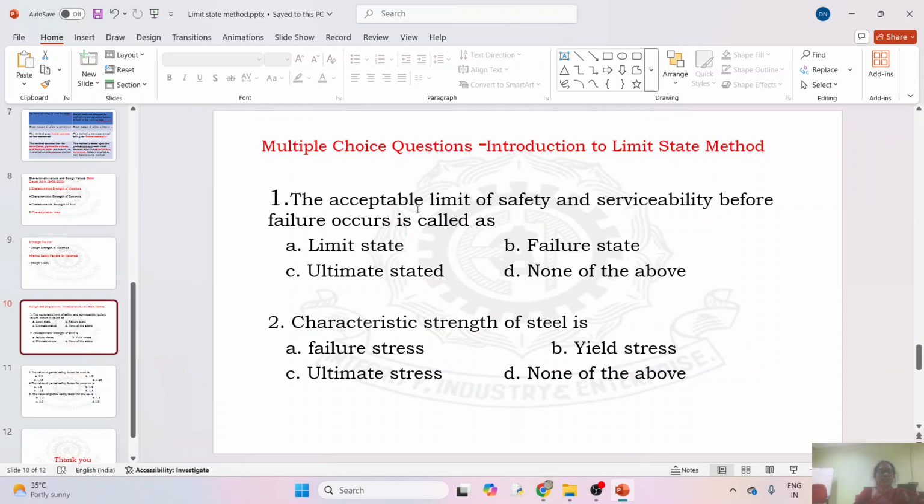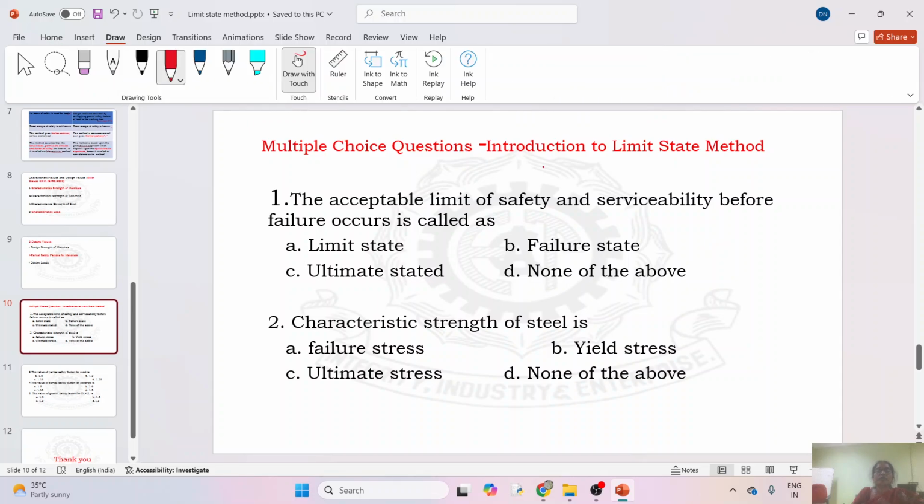The first one is: the acceptable limit of safety and serviceability before failure occurs is called as, option A, limit state; failure state; and ultimate state. Not state, ultimate state. This is not a state. So the answer for this question is the limit state method, where we have considered both safety and serviceability points of view. We have designed based on the limit state method. So the answer is limit state.